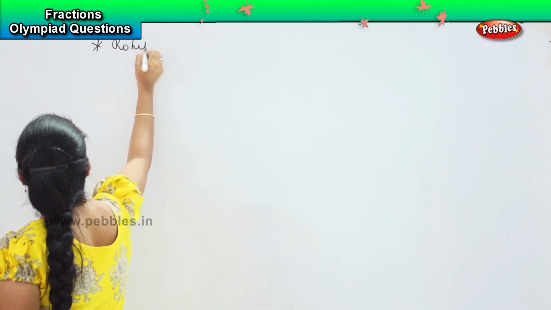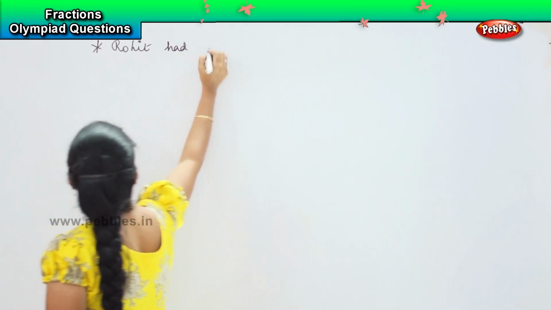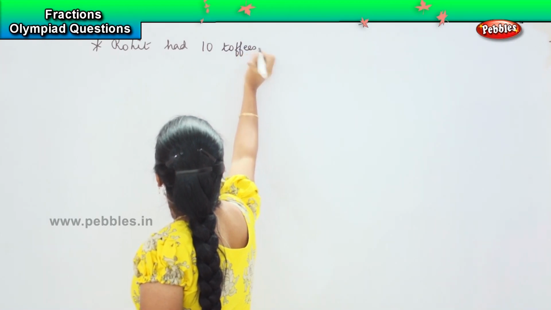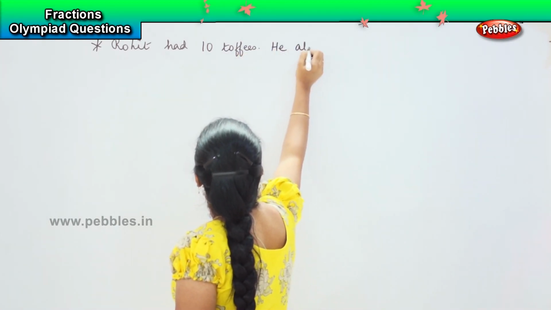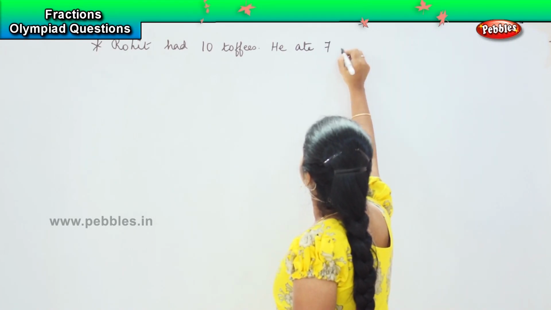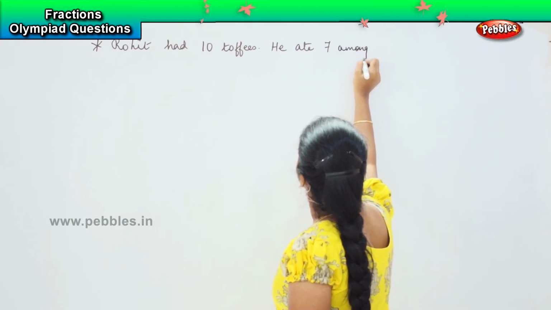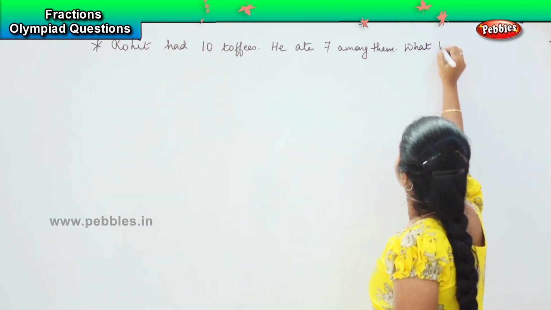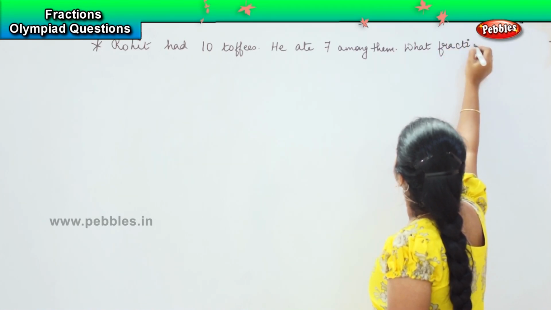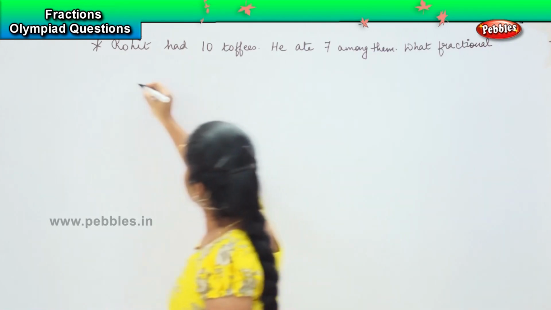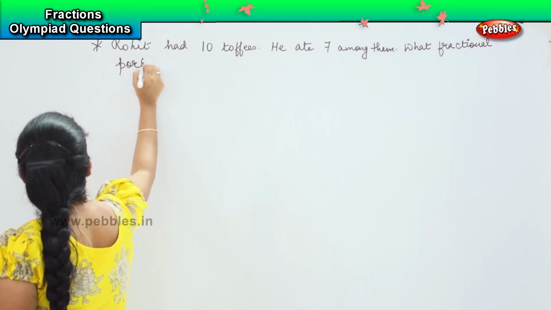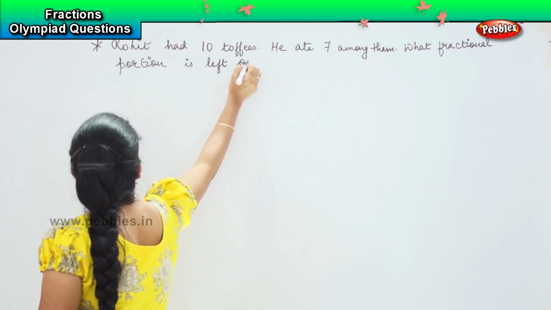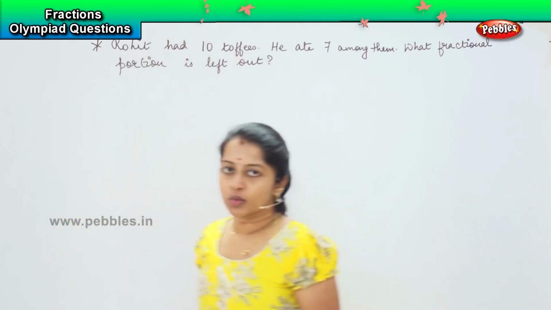Rohit had 10 toffees. He ate 7 among them. What fraction portion is left out? Did you understand the question?